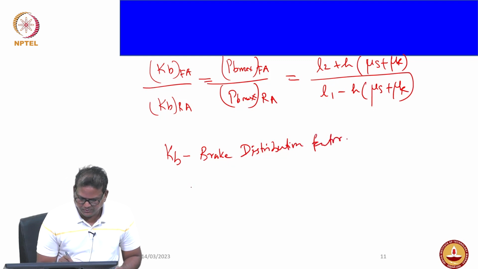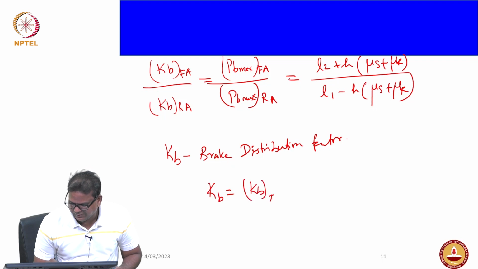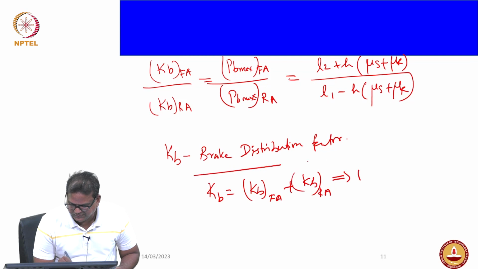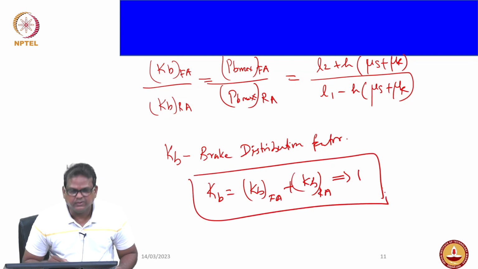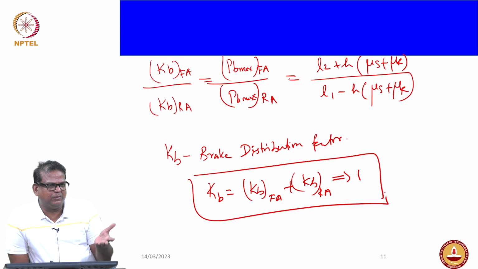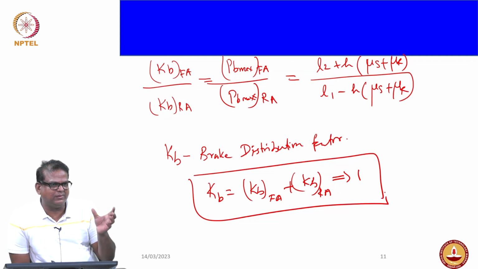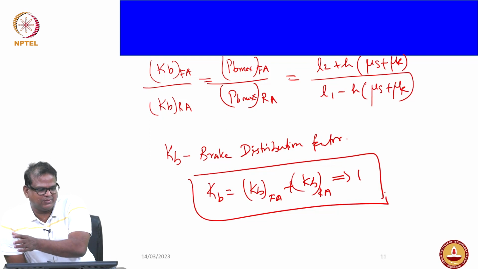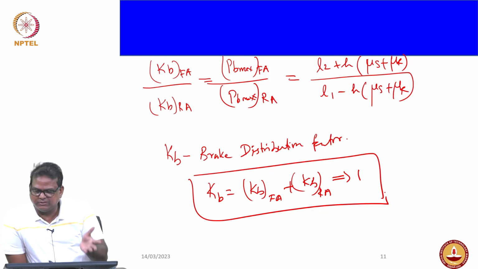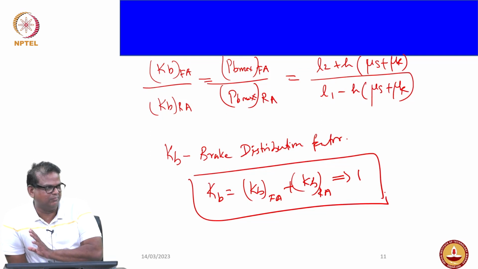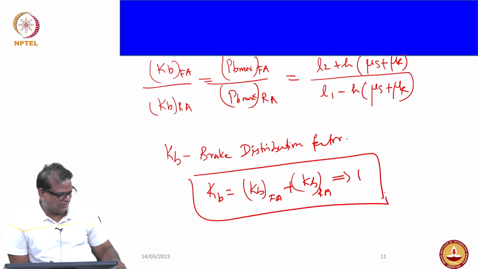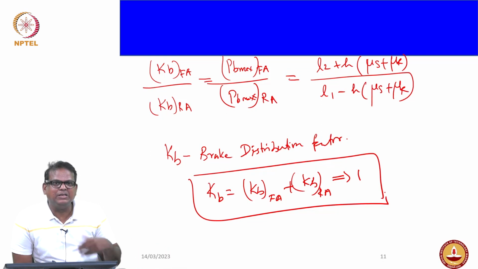Normally KB, assuming KB front axle and KB rear axle together, should be equal to 1. That has to be maintained. If you make a 100% effort, a certain portion will go to the front axle, and the remaining has to go to the rear axle. So at any given time, your KB front axle plus KB rear axle must be equivalent to 1. That cannot be changed. But your load condition keeps changing.